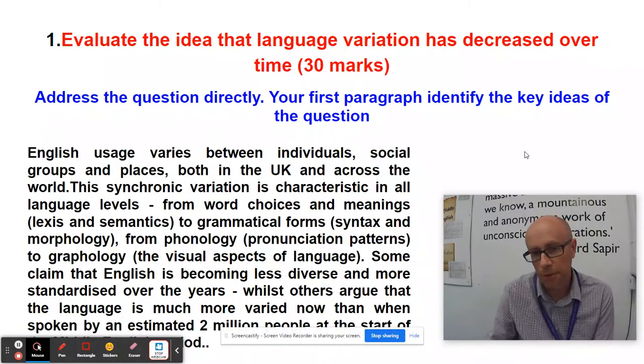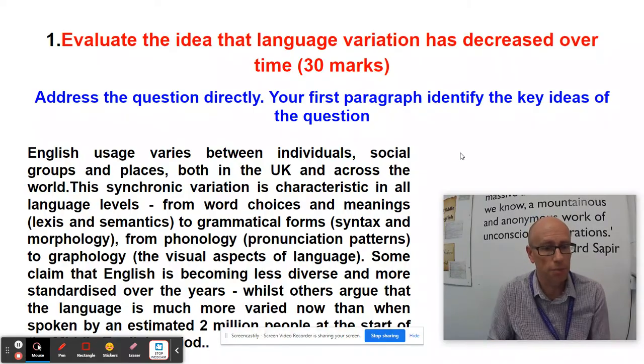English usage varies between individuals, social groups and places, both in the UK and across the world. We're getting straight into the question here about language variation, aren't we? I'm defining what I'm meaning by language variation. This synchronic variation, which is that noun phrase which they use at the beginning of the video, is characteristic in all language levels, from word choices and meanings, lexis and semantics, to grammatical forms, syntax and morphology, from phonology, pronunciation patterns, to graphology, the visual aspects of language.